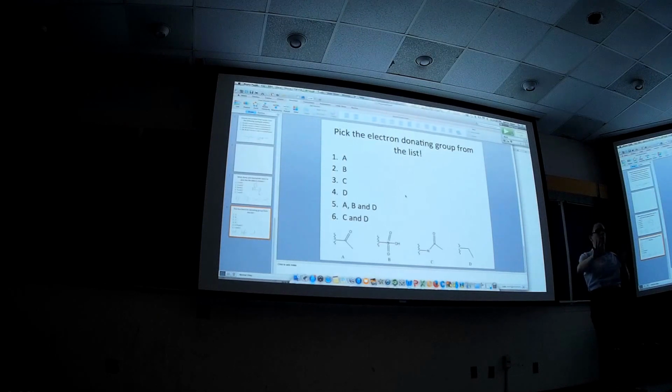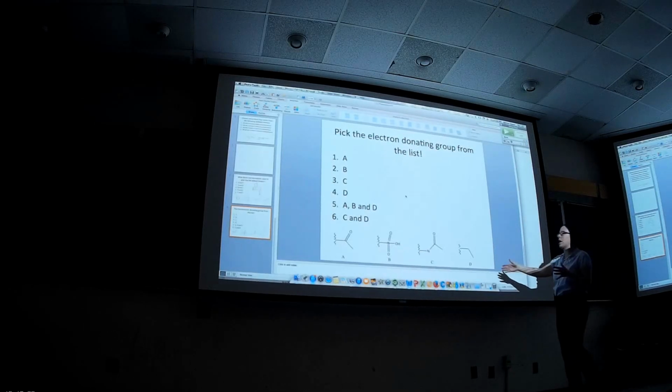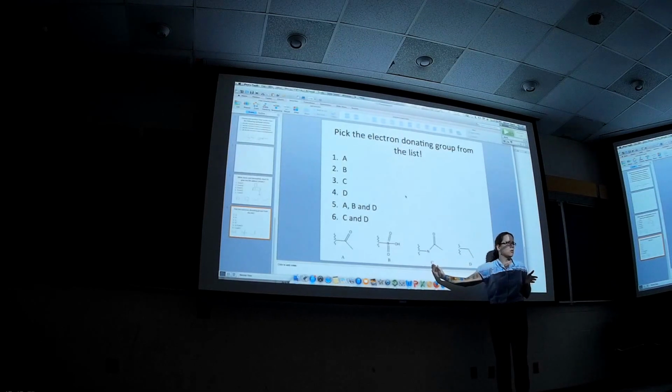One inductive concept and one resonance concept. Resonance is going to beat them out every time. Resonance is a surefire way to donate electron density more efficiently than this alkyl group donation. So this is what I would consider a moderate electron donating group.